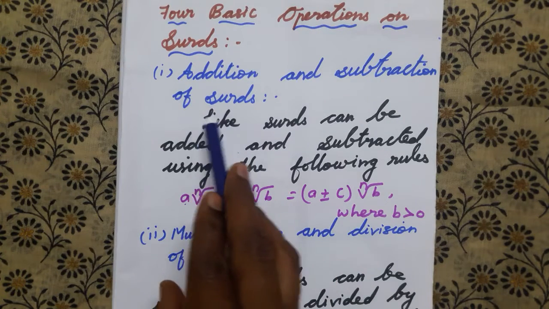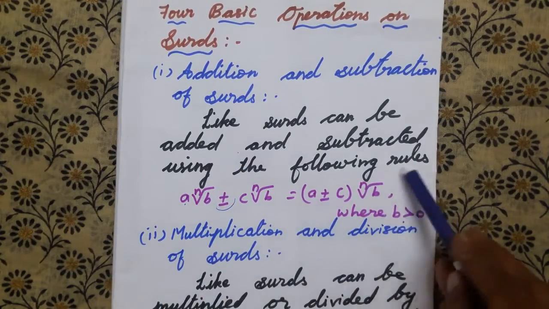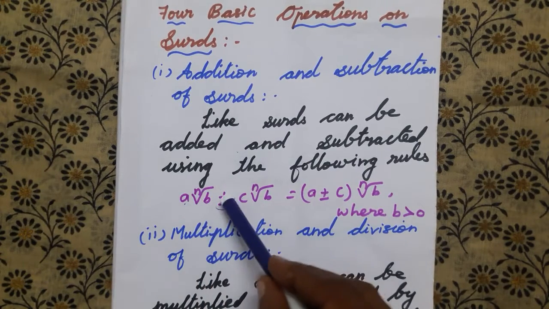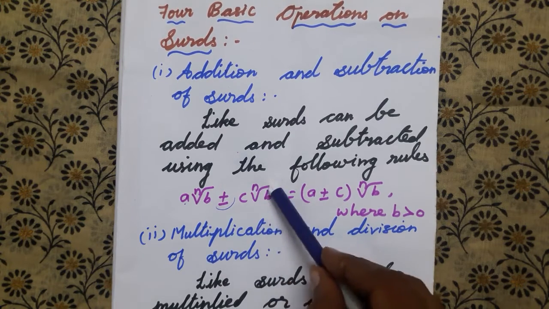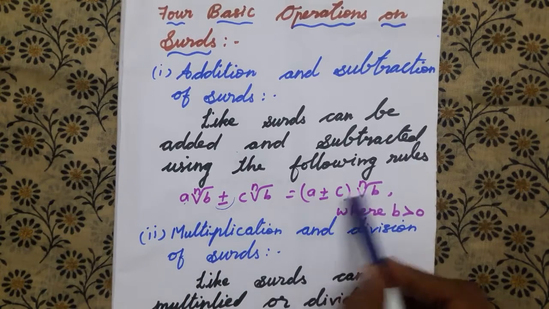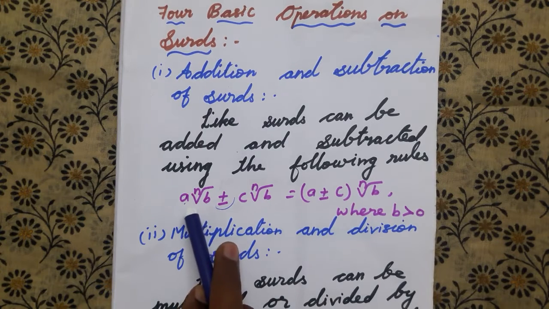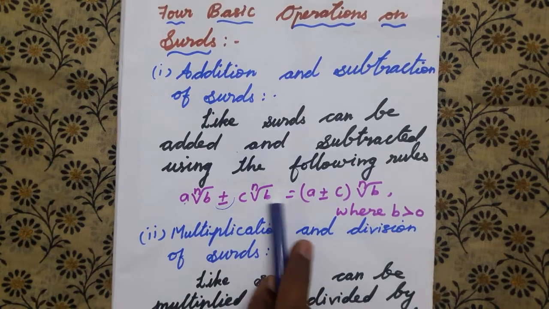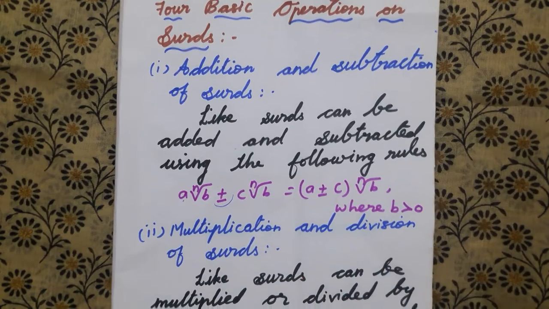In the previous class itself I have explained. Like surds can be added and subtracted using the following rules. A into nth root of b plus or minus c into nth root of b is equal to a plus or minus c into nth root of b. If we want to add or subtract, the order as well as radicand should be equal. Then only we can add or subtract.